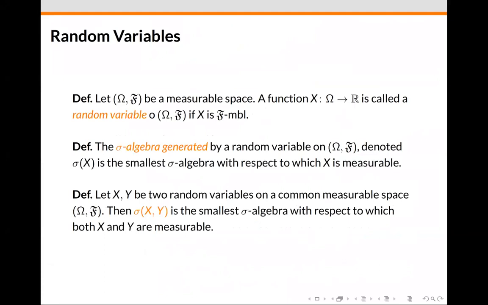Now, suppose that we have a measurable space. Then a function X is called a random variable if it is measurable with respect to the sigma algebra. So that is the actual definition of a random variable, not just the function, but it has to be a measurable function. In order to define a random variable, we need the elements of omega together with the information structure. Furthermore, the sigma algebra generated by a random variable is the smallest sigma algebra with respect to which X is measurable. And in the same way, we can define the sigma algebra generated by 2 random variables, or 3, or 4, and so on.